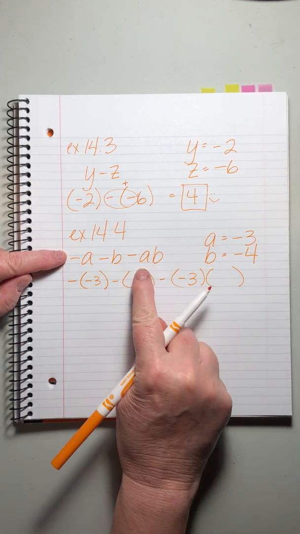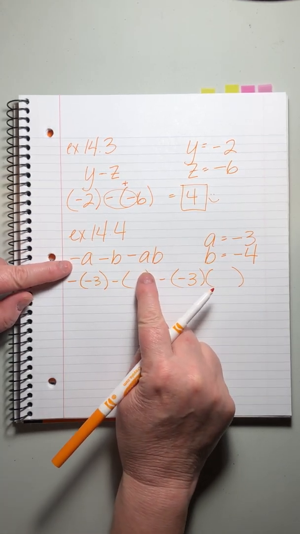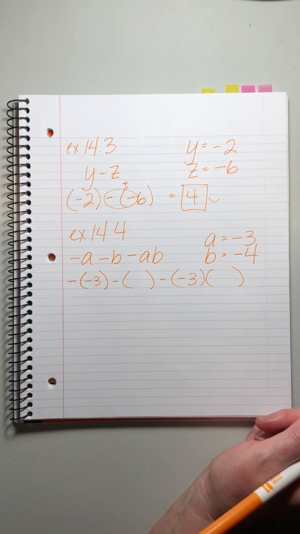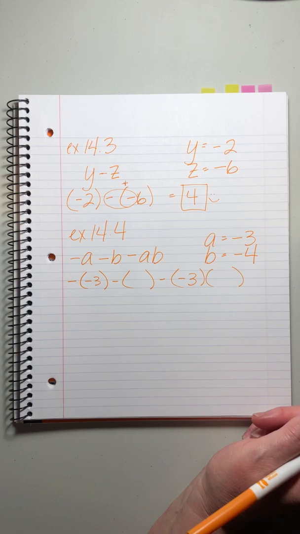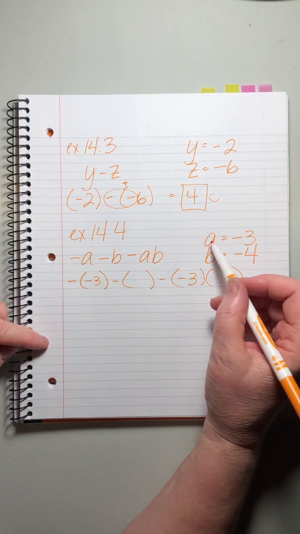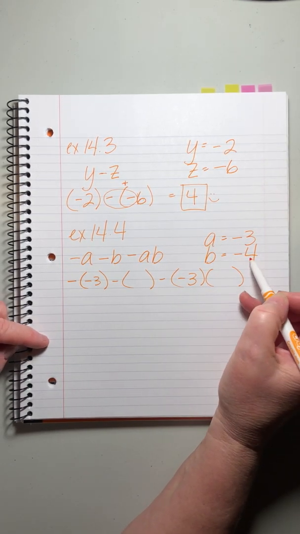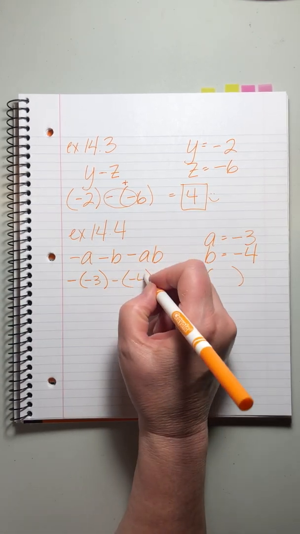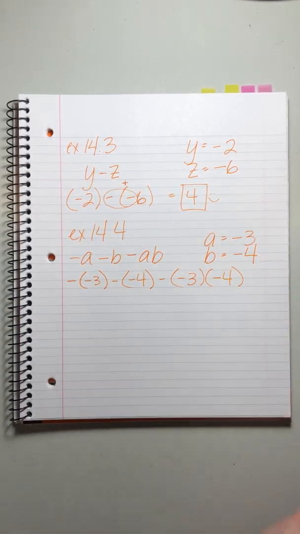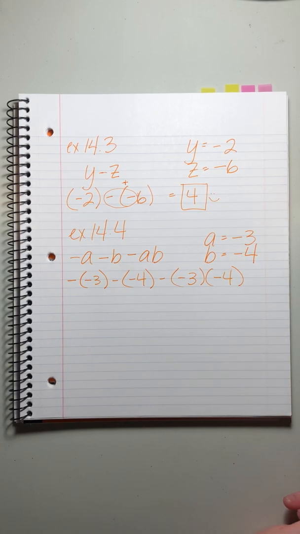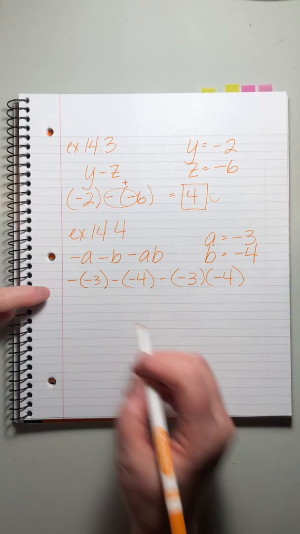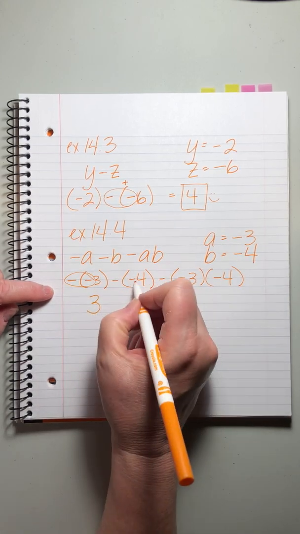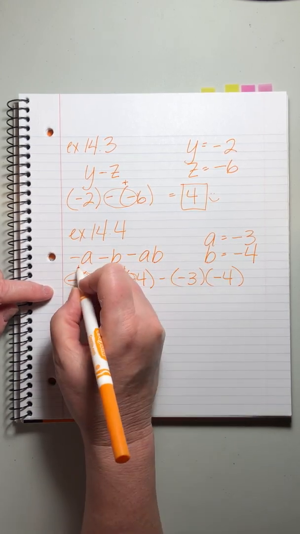Now we're getting to a type of expression where we have more than one of each letter, right? So again, it's obvious, but it bears repeating that we put in the value for every single A, and we put in this value for every single B. B is -4. Okay, so now let's simplify. These two go together to make a plus, so that's just plain 3. Those make a plus.